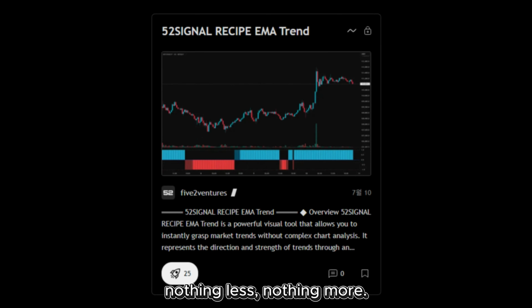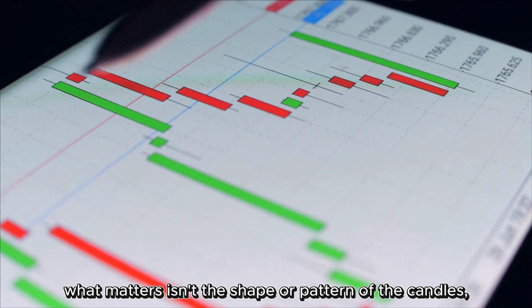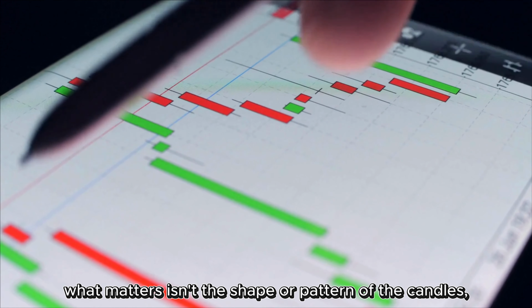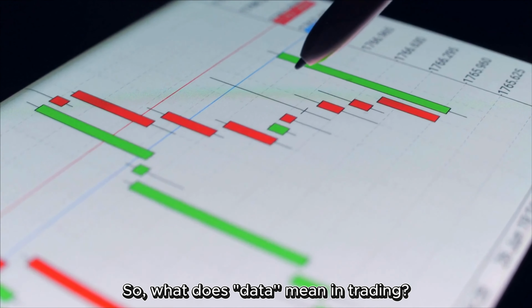Nothing less, nothing more. When it comes to reading the flow of the market, what matters isn't the shape or pattern of the candles, but the data. So what does data mean in trading? What exactly is data in trading? It's the evidence of money moving.